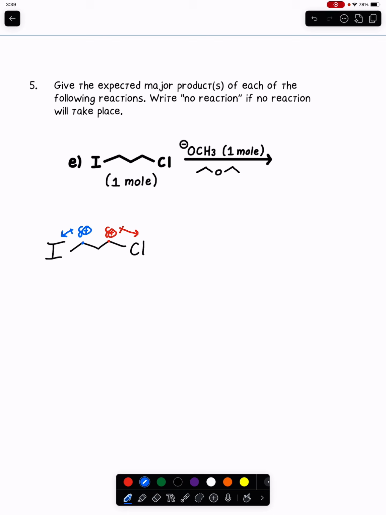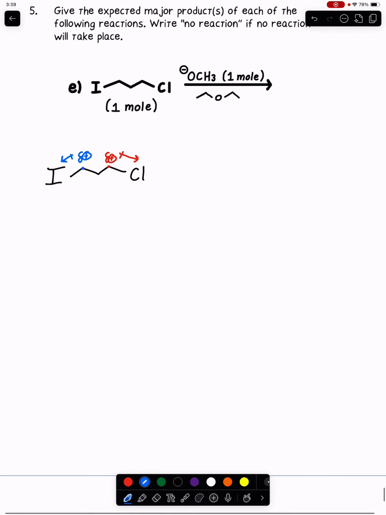Which one is going to get attacked? Well, which one has the better leaving group? So this is where we have to compare the 2 leaving groups. One is going to be iodide, and the other is going to be a chloride. Which one is a better leaving group? We have to ask ourselves, what do leaving groups do? They leave with negative charge. The more stable they are with negative charge, the better leaving group they are.